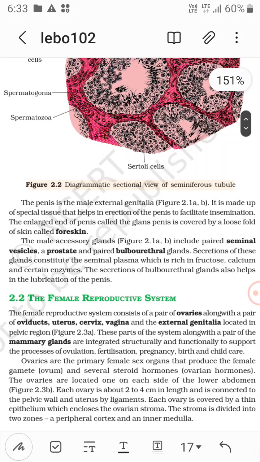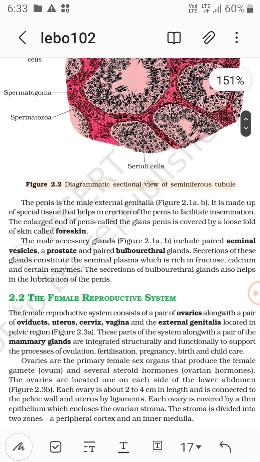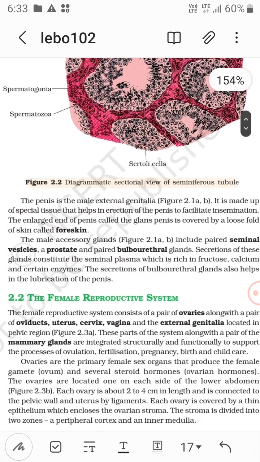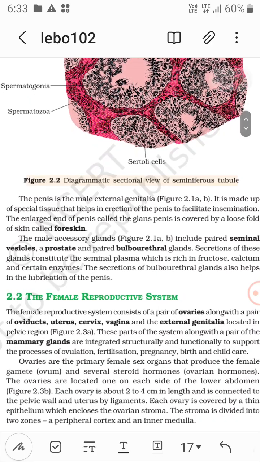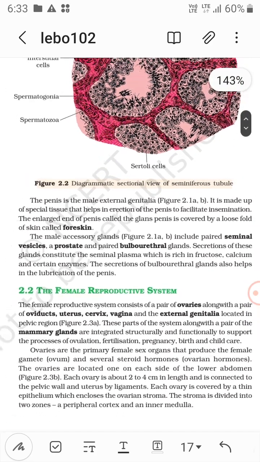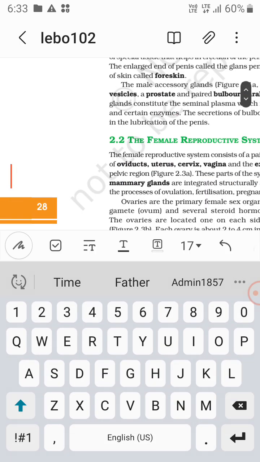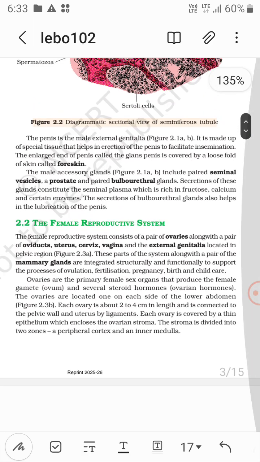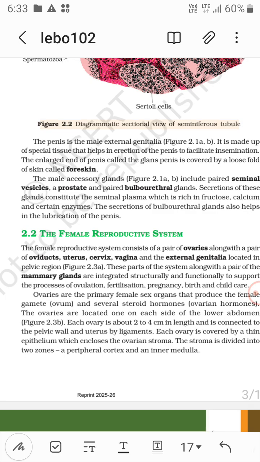So the male accessory glands include paired seminal vesicles, and a prostate, which is not paired, right? The prostate is single, and there are paired bulbo-urethral glands. Now the secretion of these glands constitutes the seminal plasma, which is rich in fructose, calcium, and certain enzymes. The secretion of the bulbo-urethral glands also helps in the lubrication of the penis.